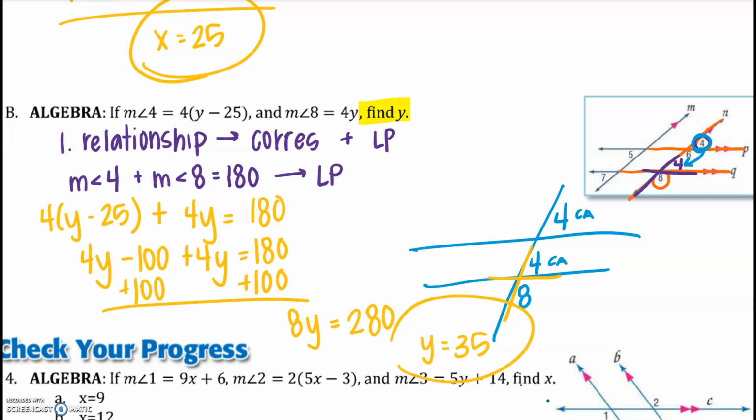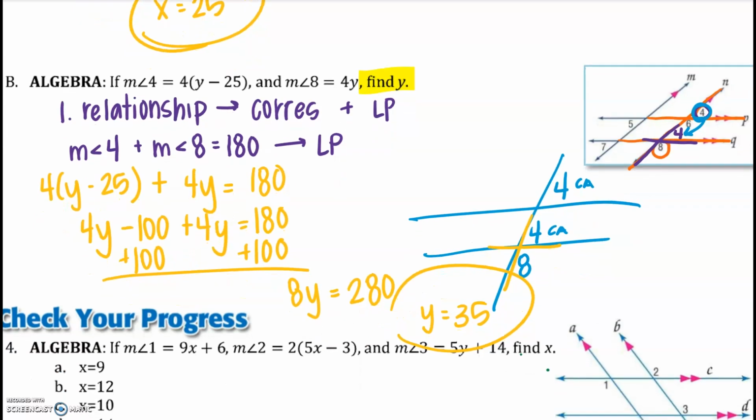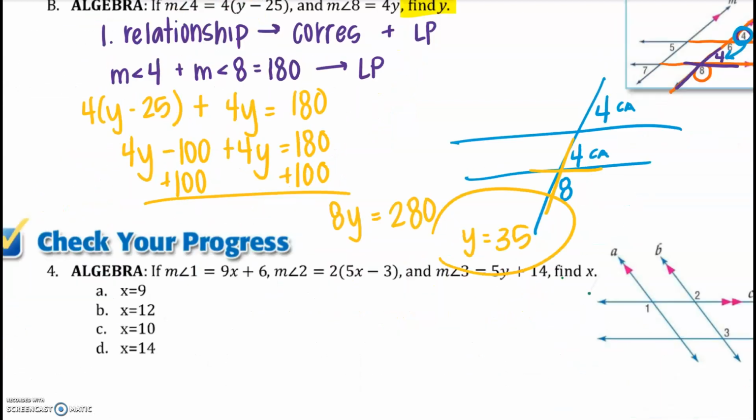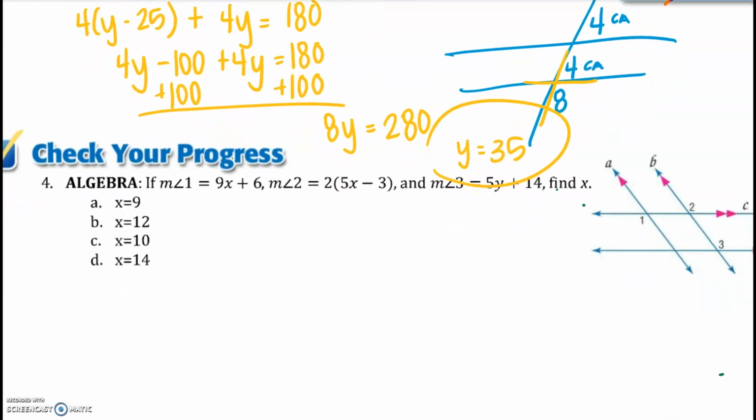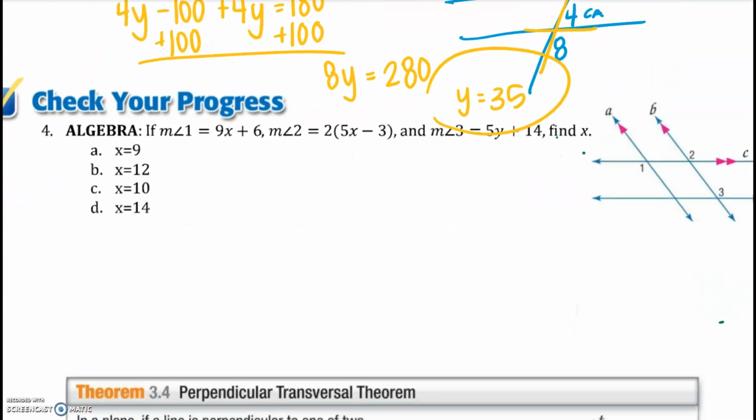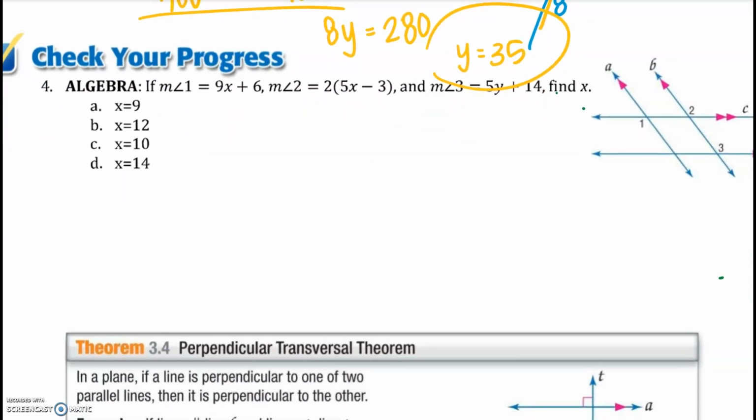Just make sure you know what they're asking you to find. Are they asking you to find y, or are they asking you to apply it back, or push it back in there? All right, and go ahead and do your algebra. Check your progress. They're asking you to find x, and your x is going to be 12.